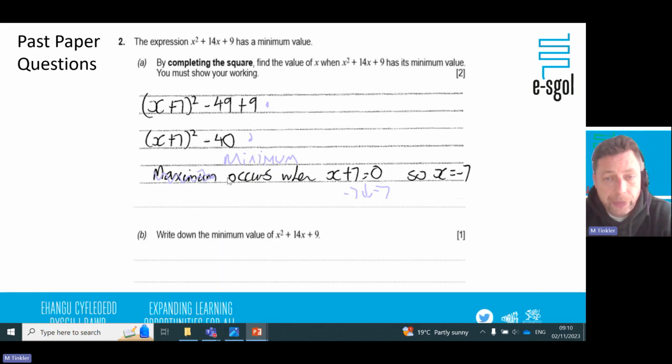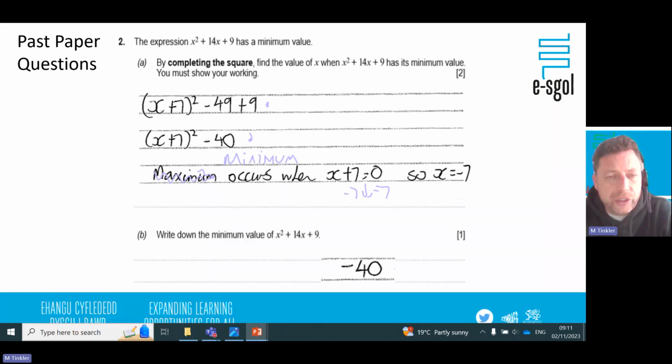So the minimum occurs when x plus 7 equals 0. Where do I get that from? Because 0 is the lowest answer you can have when you square it. Any other number, if you said minus 100, when you square minus 100 it becomes a positive answer, so it gets bigger. So x plus 7 equals 0. Take away 7 from both sides, so x equals minus 7. That's the value of x. Write down the minimum value, well, that's what we've done in our last questions. And the minimum value will be minus 40. Where does that come from? From the minus 40 there.